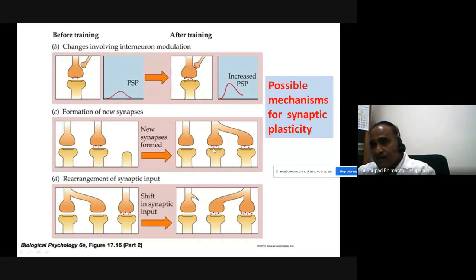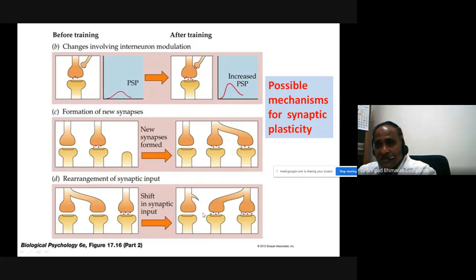You have two synapses formed. So now these two synapses are activated. That means a new synapse formation takes place. Then the third component, rearrangement. For example, we have the synaptic contacts here in the beginning, synaptic contacts here when it is stimulated.